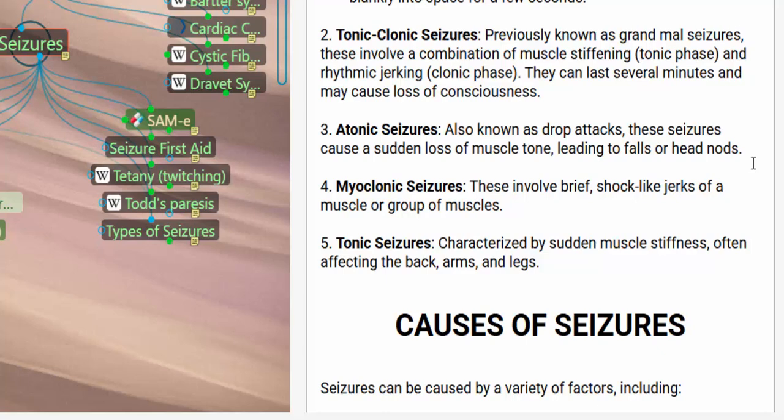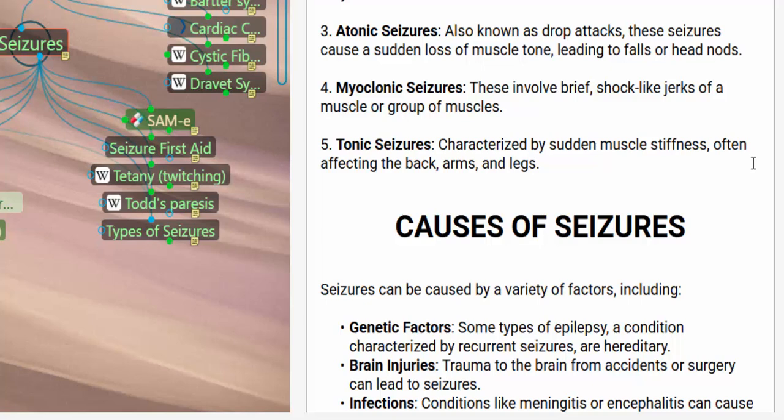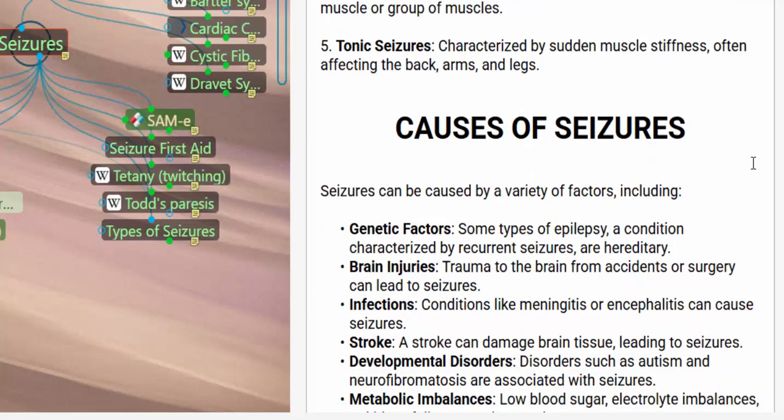Atonic seizures are those drop attacks, a sudden loss of muscle tone leading to falls or head nods. Myoclonic, those involve brief, shock-like jerks of a muscle or group of muscles. And tonic seizures, sudden muscle stiffness, often affecting the back, arms, and legs.